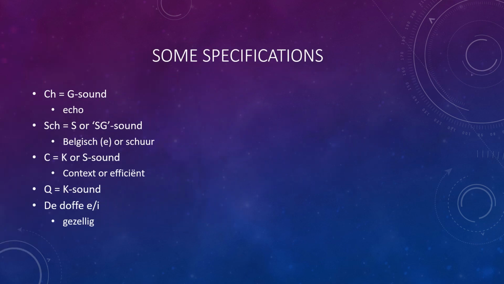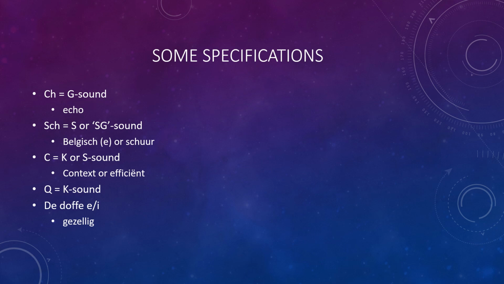There's also some specifications when it comes to the sounds and reading the alphabet, such as combinations of consonants. So we have the CH, which would become a G sound. So we would pronounce the word echo. Then we also have a SCH. This can be SG or S sound. So this depends on where the SCH is placed in the word.